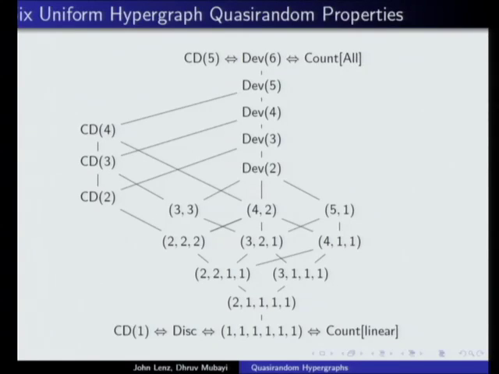On the bottom of this picture, these are quasi-random properties. I decided to take k equals 6 because it's big enough that I can show the complexity and small enough that I can draw it. On the bottom there are these properties: disk, clique disk 1, count linear. This was that theorem of Hayakawa, Nagle, Rödl, Schacht, or 1 plus 1 plus 1. And now there is this pochette.